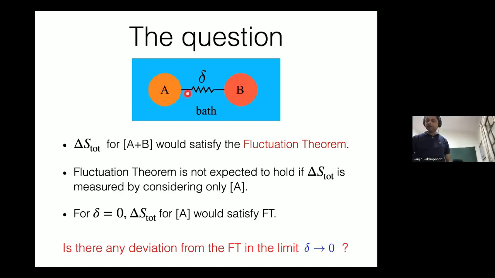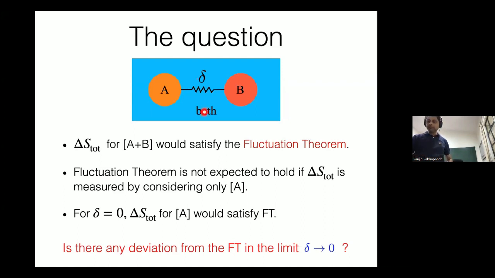And then there's some coupling between system A and B. Suppose you now consider the full system A and B, this composite system, and compute your entropy production. Of course, it's going to satisfy the fluctuation theorem. On the other hand, suppose you consider part of it. For example, you only consider system A and forget system B, which is still coupled to system A, and there's no reason to expect that this entropy production will satisfy the fluctuation theorem.